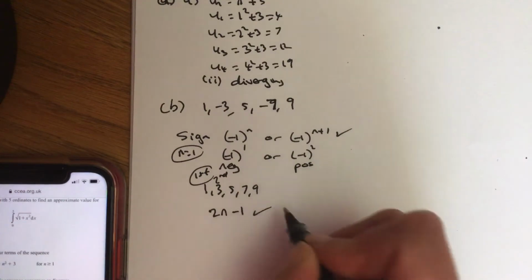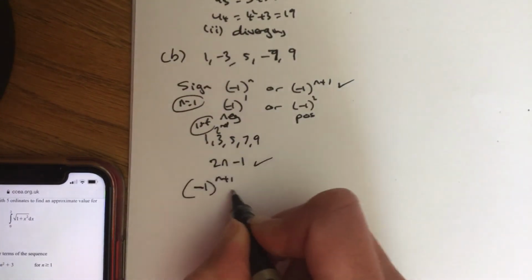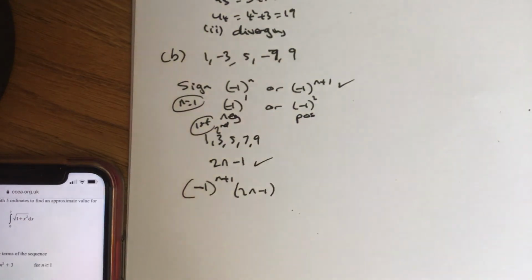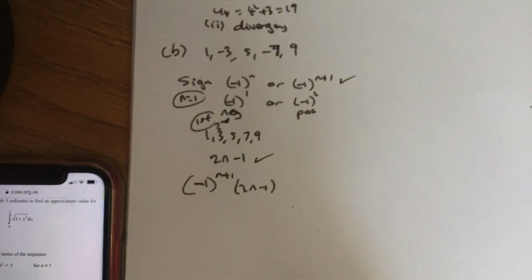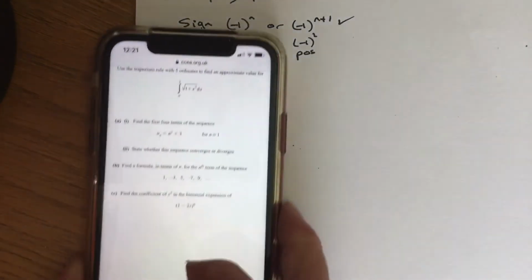So just putting both of those bits together, your nth term, this is your sign, and that's the sequence. So that was question 2a. The next question we're going to look at in this paper is question 3.